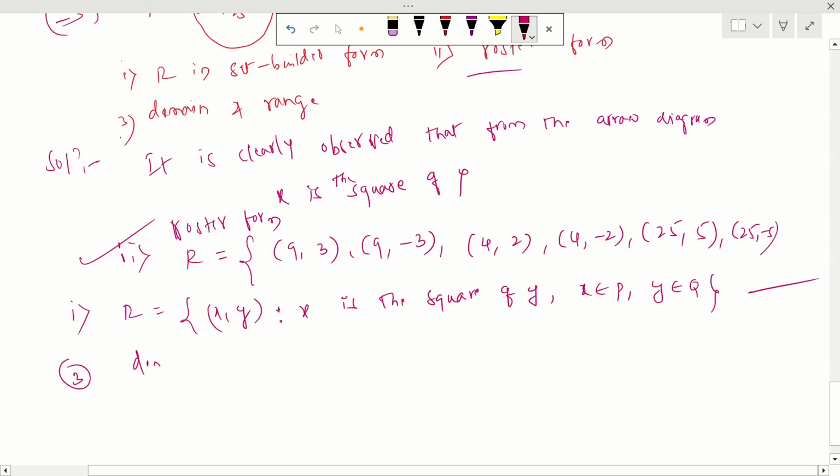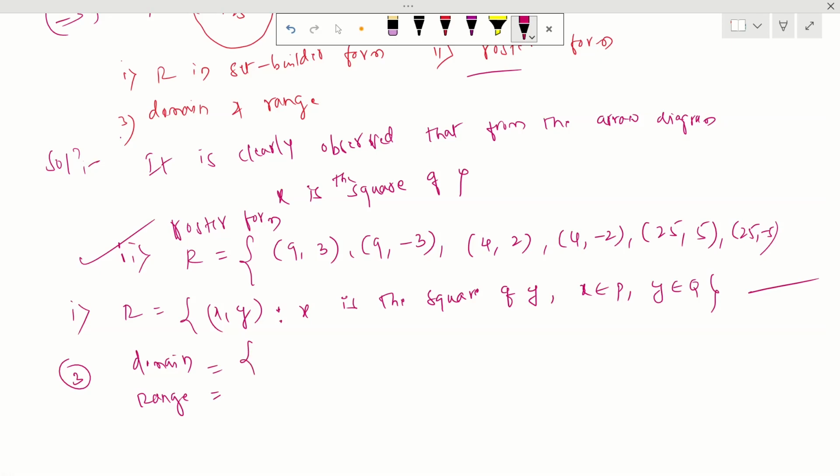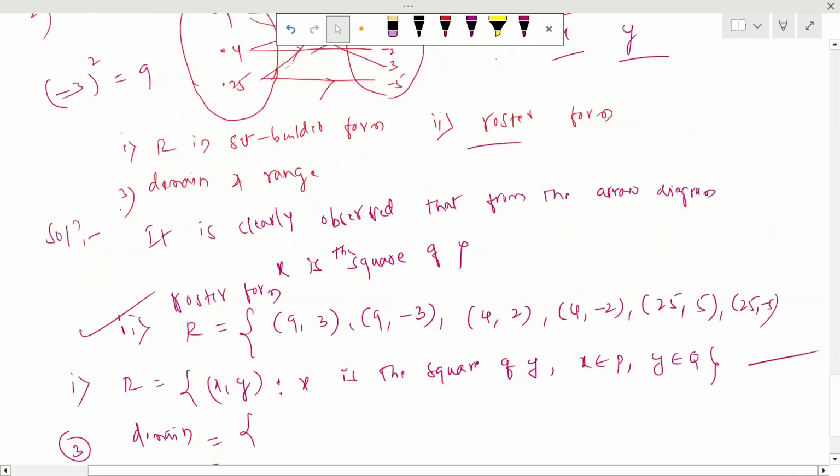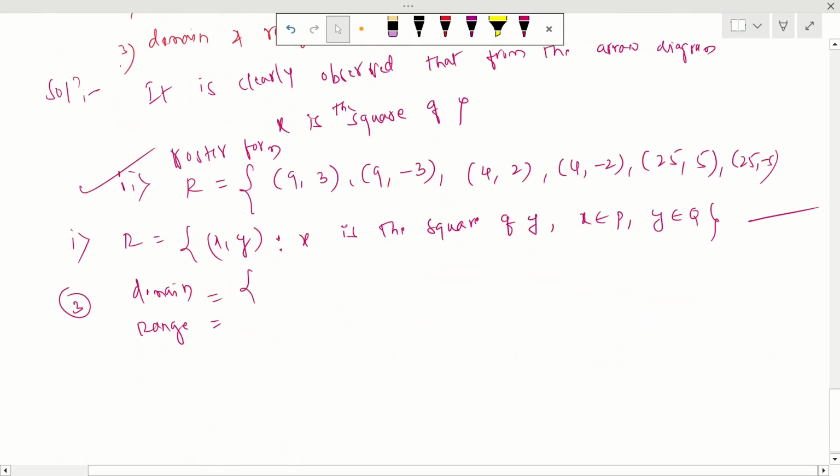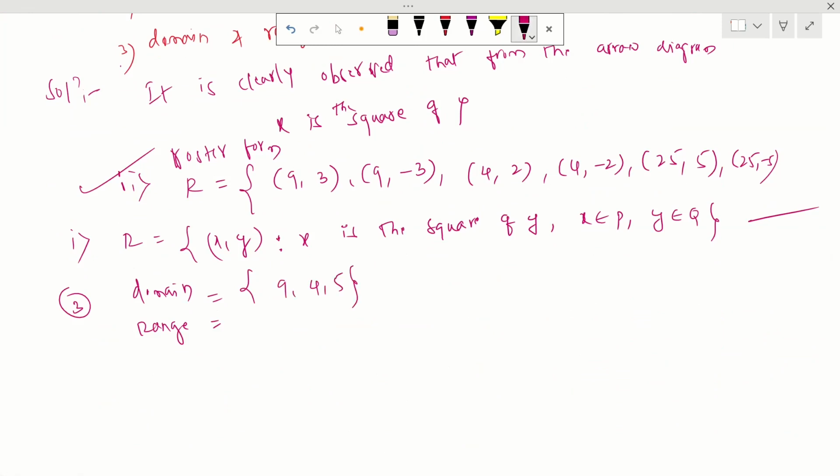What is the domain and range? Domain means the values matching from the first element, from P to Q. Which values are matching? 9, 4, 25. Three elements we are having, and all three elements are matching. Then we can write here 9, 4, 25.